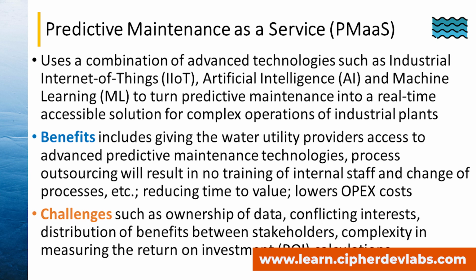But there are also challenges like ownership of data. So these companies work with multiple providers. So for example, if your water plant data is exposed to a third party, which is also working with another competitor, you might have legal issues regarding conflicts of interest. Then there are things like distribution of benefits between stakeholders. So these companies will optimize their internal processes and they might not reveal the minor granular detailed analysis of the predictive maintenance to your business. And also there are things like measuring the ROI, or the return on investment, as well.